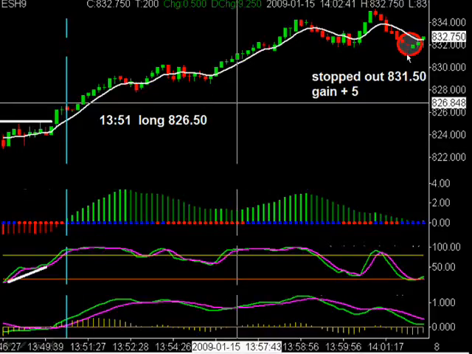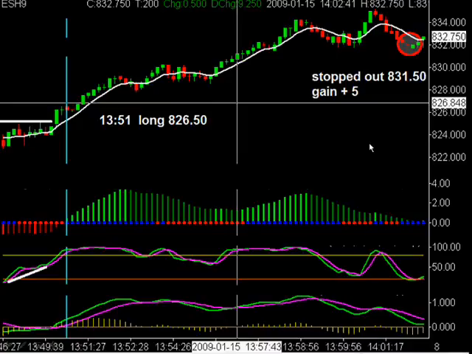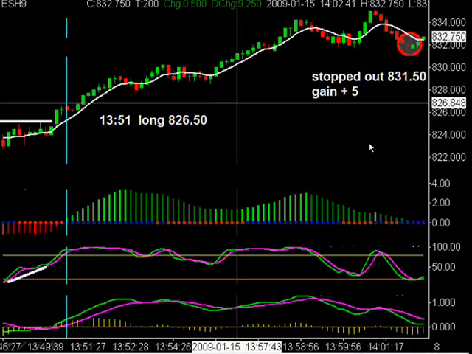I had my stop at 831.50. This bar came down, and the low was 831.25. So it took me out. And actually, it went on to go just a little bit higher. But that's the way it is. Still loved the trade. I had a gain of +5. So in at 826.50, out at 831.50 for a gain of 5.